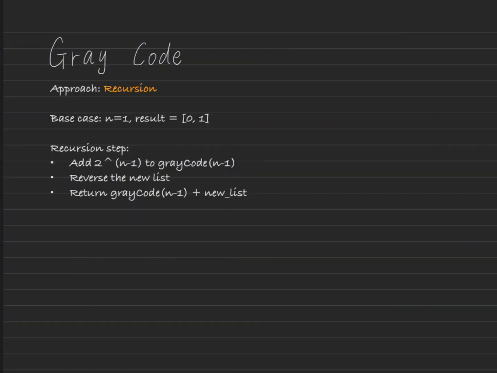In summary, we'll use recursion to solve the problem. The base case is when n equals 1, and the answer is 0 and 1. At each recursion step, we'll first add 2 to the power of n minus 1 to gray code of n minus 1. Then we'll reverse the new list and append the reversed list to gray code of n minus 1 to derive gray code of n.